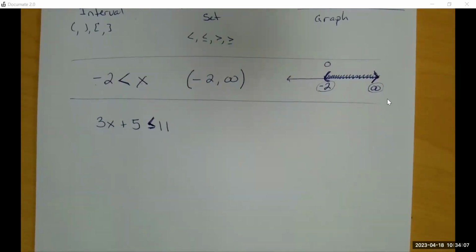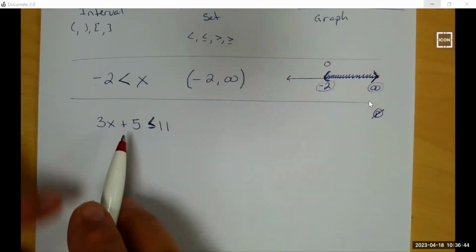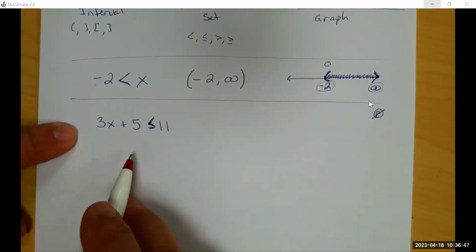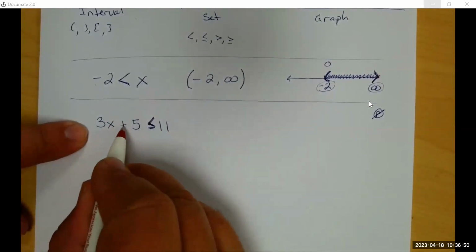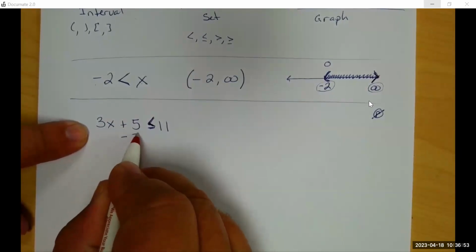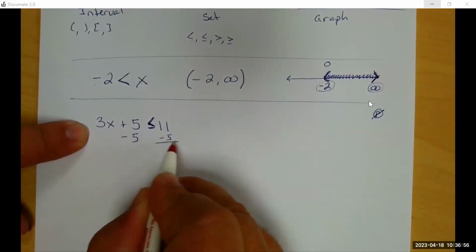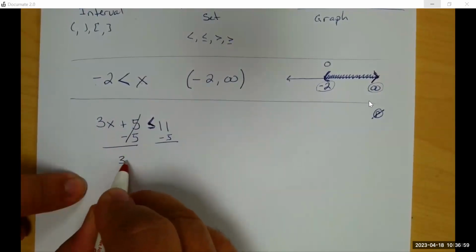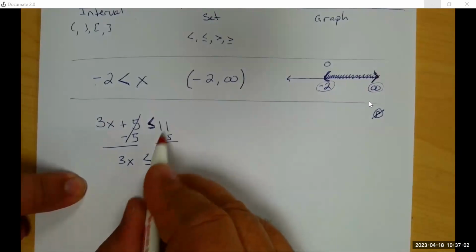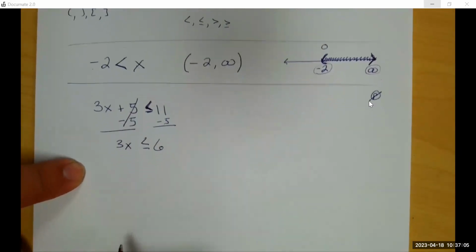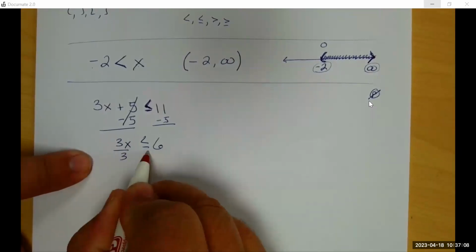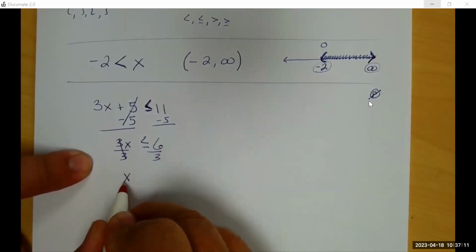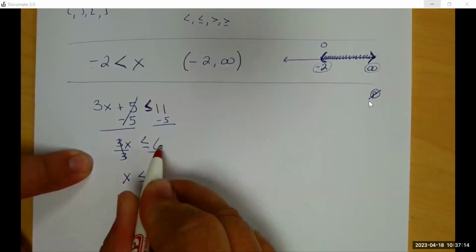3x plus 5 is less than or equal to 11. Give me the other two formats. All right. Again, treat it like an equal sign. Get the x's by itself, all the x's to one side. Get rid of the +5 by a -5. The 5's cancel. 11 minus 5 is 6. Divide both sides by 3. x is less than or equal to 6 divided by 3, which is 2.